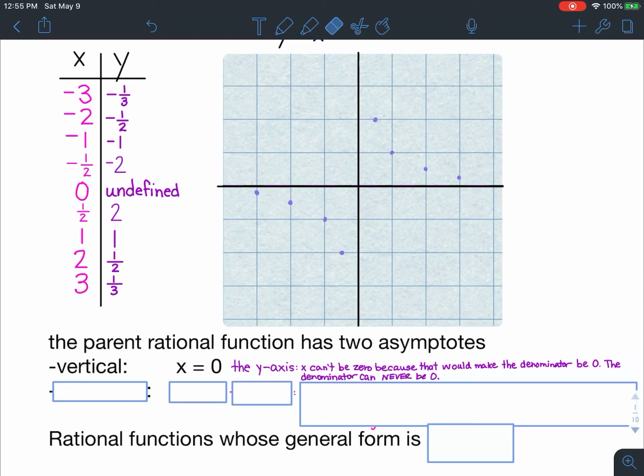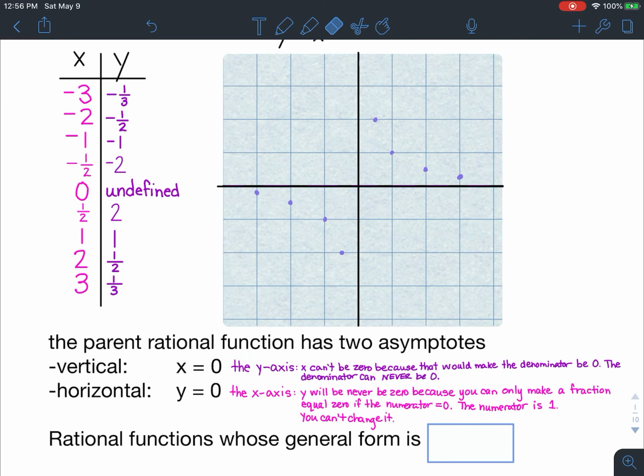Okay, the horizontal one, if you watch these purple dots, they look like they're bending. I don't know that they're ever going to hit the x-axis. So the horizontal asymptote is at y equals 0. And of course, y equals 0 is the x-axis. I think we've talked about this before, but now it's in writing.